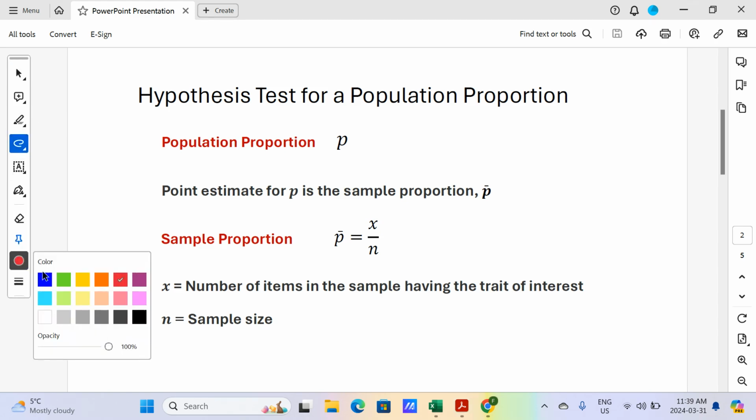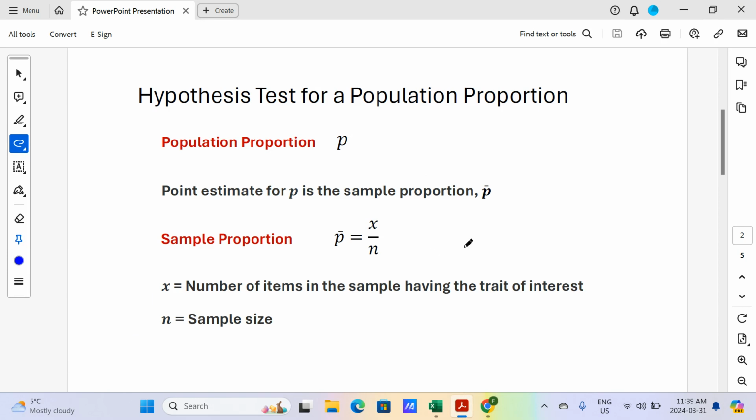For example, if in a classroom there are 10 students in total, and out of these 10 students, just 5 of them are wearing glasses, the proportion of the students wearing glasses would be 5 out of 10, or half, 50%.